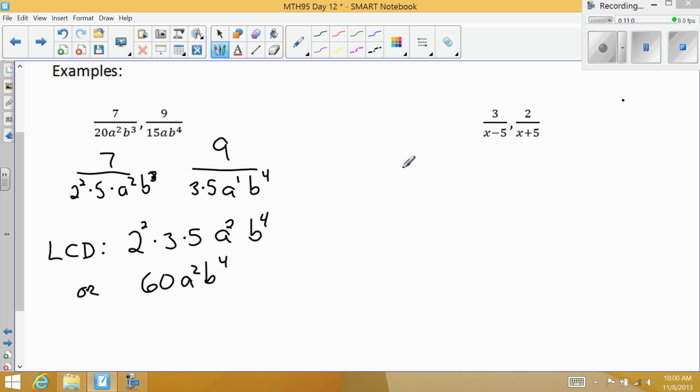Our least common denominator here is going to be x subtract 5, x plus 5. It's going to be the product of the two separate denominators because those two denominators have no factors in common. They've got some pieces of terms that are in common, but no factors in common, so we need both of these. Careful there, make that look a little bit more like a 5. The x subtract 5 and the x plus 5.